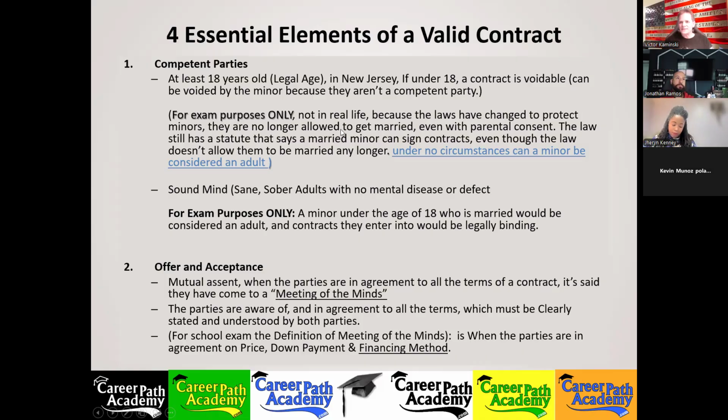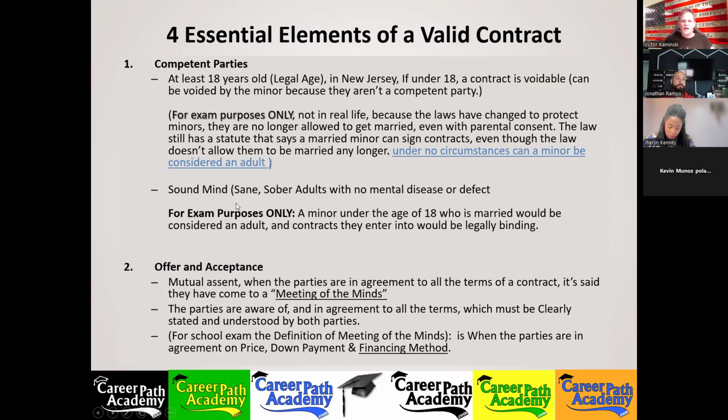Now, for exam purposes and exam purposes only, like I got written here, not in real life, because the laws have changed to protect minors. They're no longer allowed to get married, even with parental consent. The law still has a statute that says married minors can sign contracts, even though the new law does not allow them to be married any longer, under any circumstances. And I got a link here that references that in a legal website.